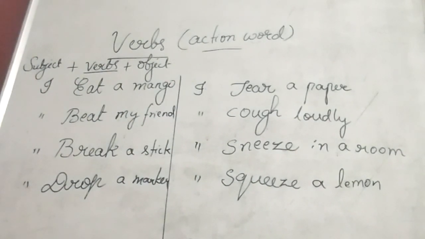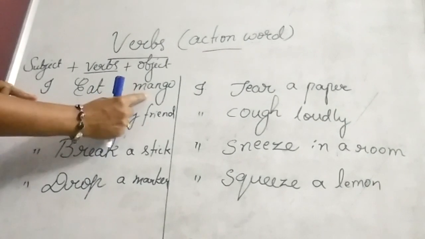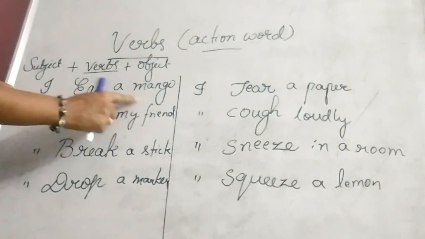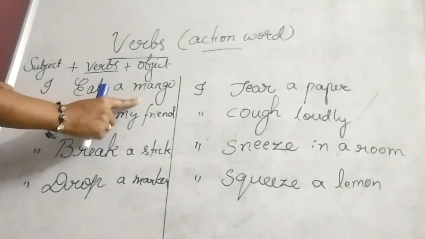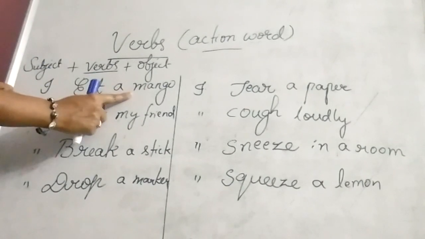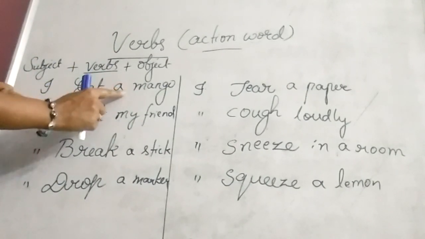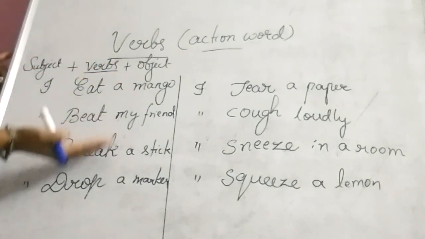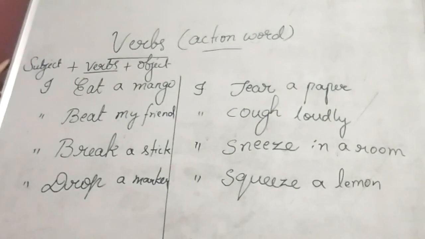Did you understand how to make a sentence? You can write down, for example, I eat a mango. In place of mango, you can write any other words. I eat a chocolate. I eat a banana. I eat a chapati. I eat lemon rice. So you can make lots of sentences by using these verbs. Note down some verbs now in your book and try to make different sentences for today.